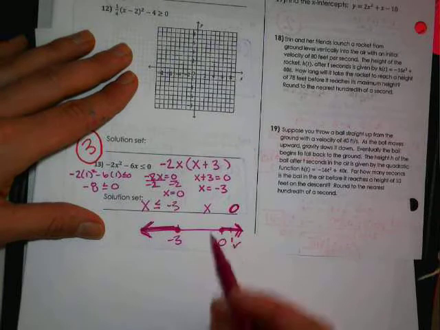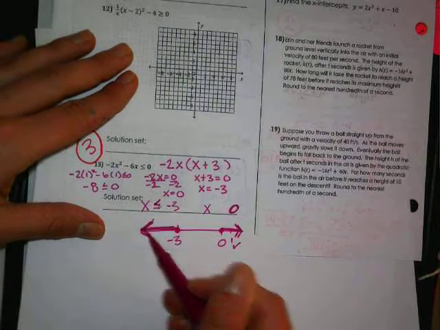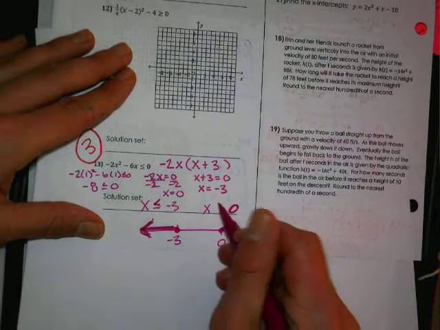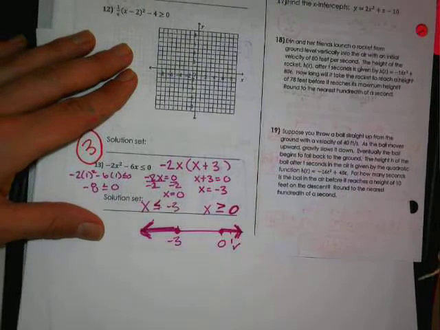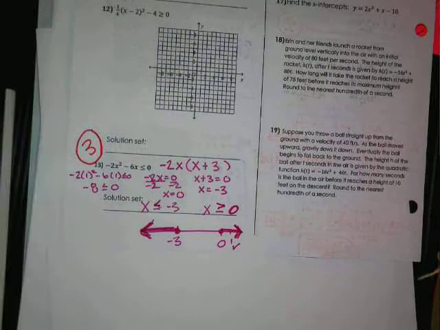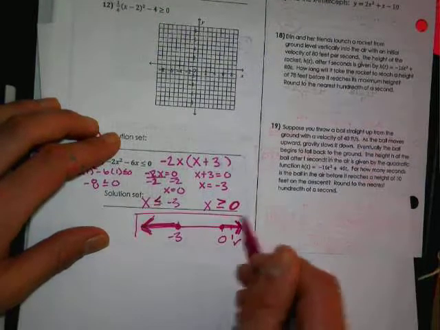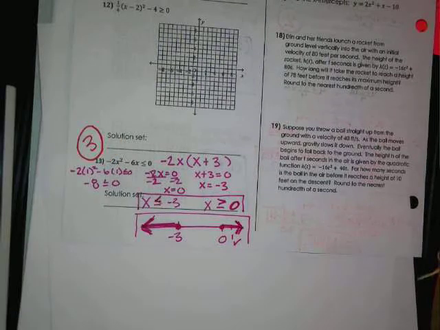And when in doubt, follow your arrow. All right? Your arrows match up. Over here, this arrow is going bigger than 0, so greater than or equal to. Same thing. When in doubt, follow your arrows. They match up. You do need to know how to graph for the test and do the solution set. So both of those are going to be on the test.